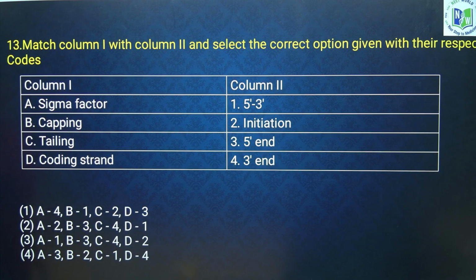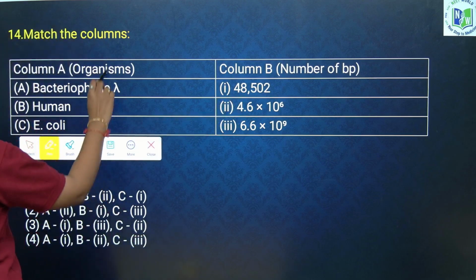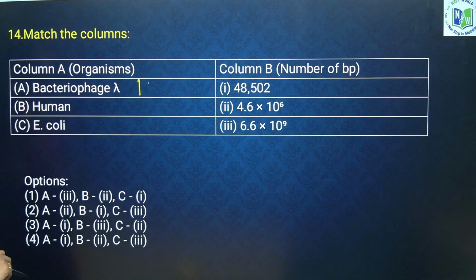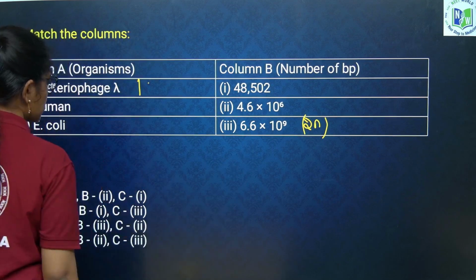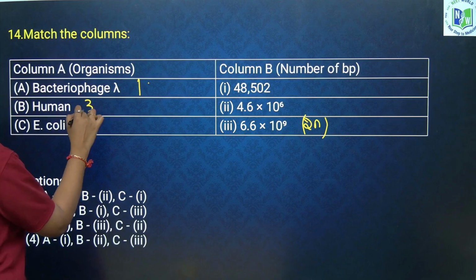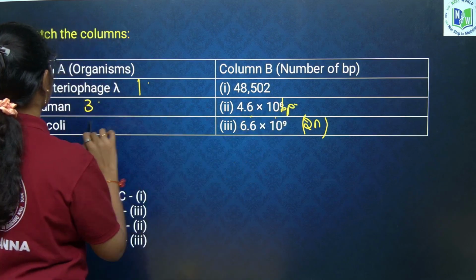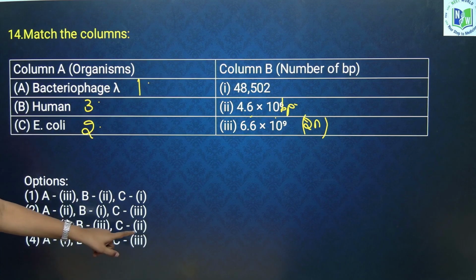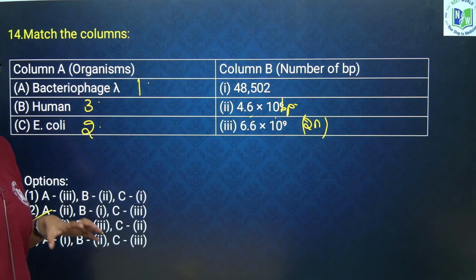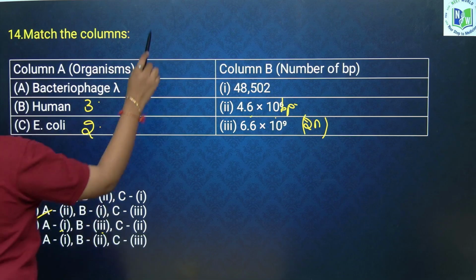Next question, if you look into, here bacteriophage lambda has these many nucleotides, 48,502. So here it is option 1. Diploid cell of a human being will have 6.6 into 10 to the power of 9 base pairs. Option 3. E. coli has 4.6 into 10 to the power of 6 base pairs. So here it is option 2. So A is 1, B3 and C2. This is from the first table of your chapter Molecular Basis of Inheritance. That table is very much important. Keep it in your mind.